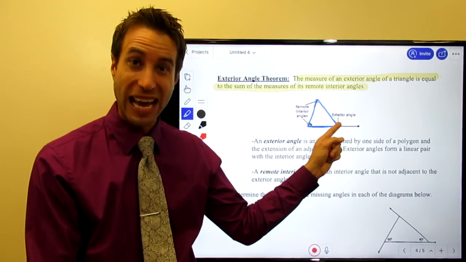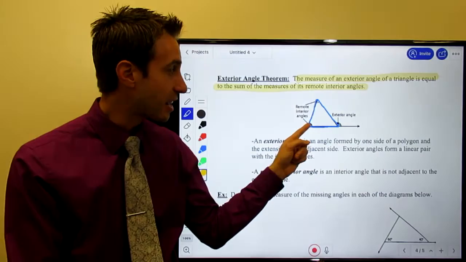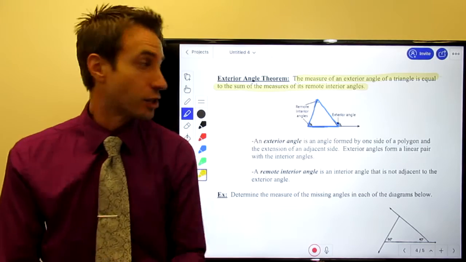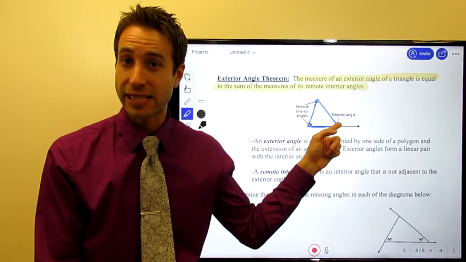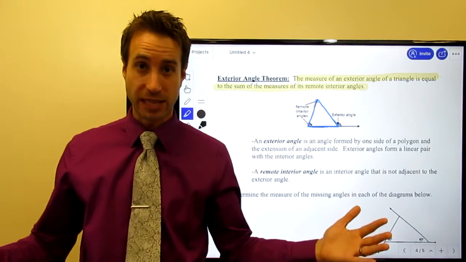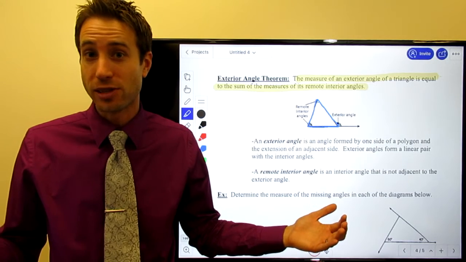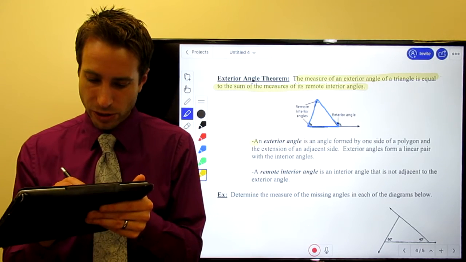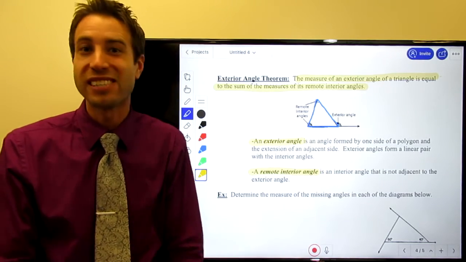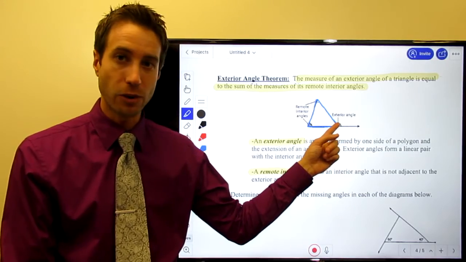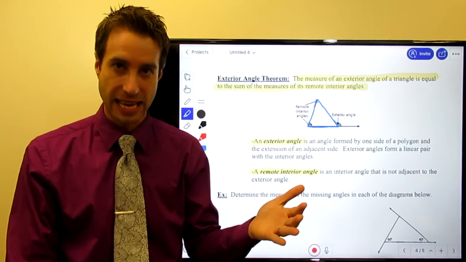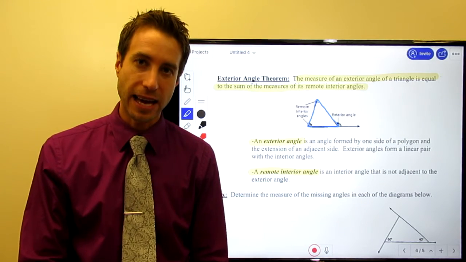You want the exterior angle and its two remote angles, the angles that are opposite that exterior angle, as far away from it as they can get, right? So here's my exterior angle. In order to find the exterior angle, find the two remote interior angles, add them together. That's it. It's just that simple. I've given you a couple of definitions right here for exterior and remote interior angles, but again, the picture really says everything you need to know. You have your exterior angle, find the two remote interior angles, the angles as far away as you can get, add them together, and you've got the exterior angle.